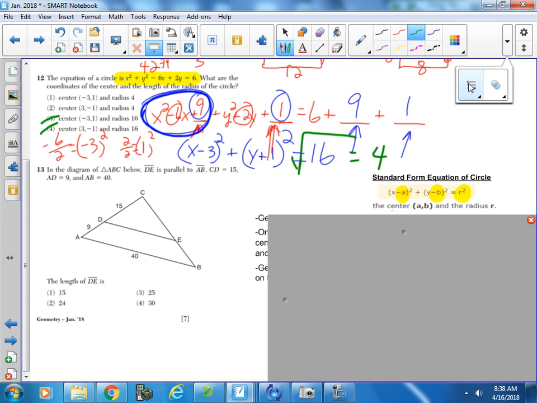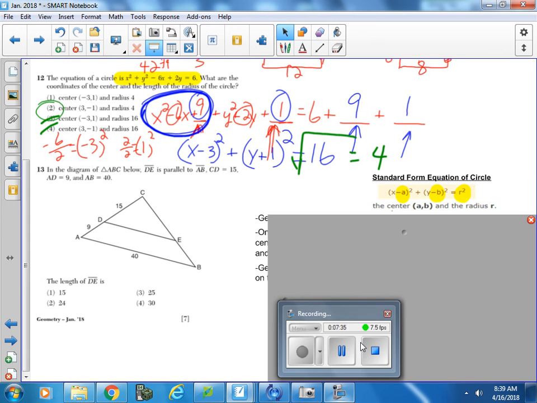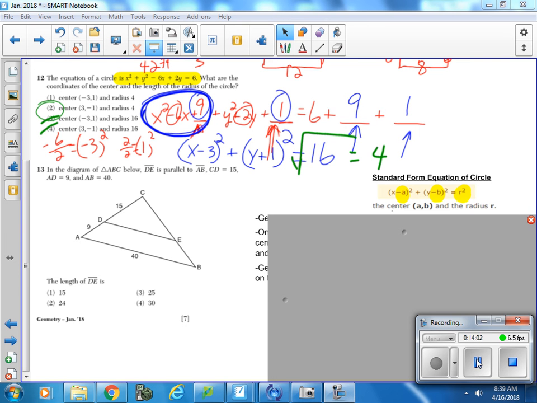Then you have to look in your parentheses. You see how you have a negative 3 and a positive 1? You have to take the opposite of those numbers. So since you have a negative 3 and a positive 1, your center is actually going to be positive 3, negative 1. So your answer actually has to be that. Okay, so number 2 is your answer there. All right? We'll move on to number 13.